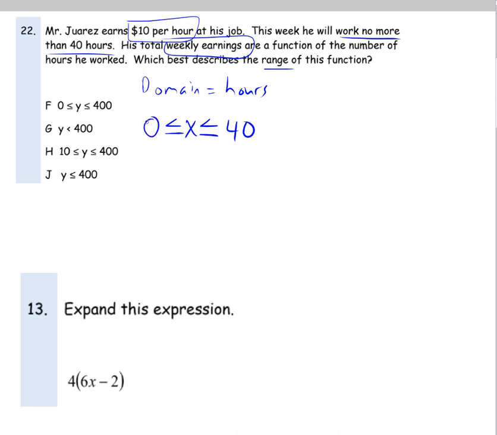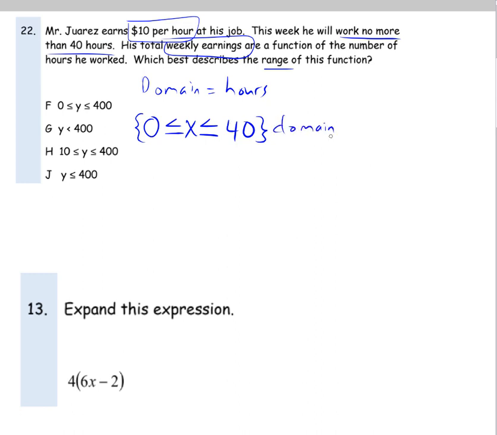In other words, this is my domain, he could work from 0 to 40 hours a week. These are all the possible hours that he could work. All of those, right? He could work 1.5 hours, 2.398 hours. He could work all of those all the way between 0 and 40, okay? So it's a continuous function between those two. So that's the domain. I'm going to write that here so we don't get confused, okay?